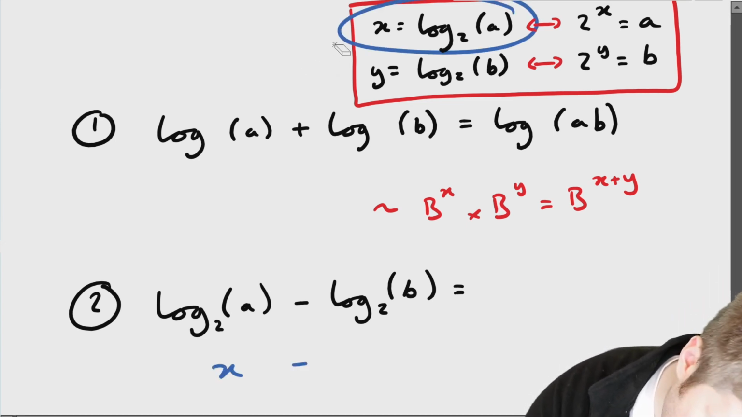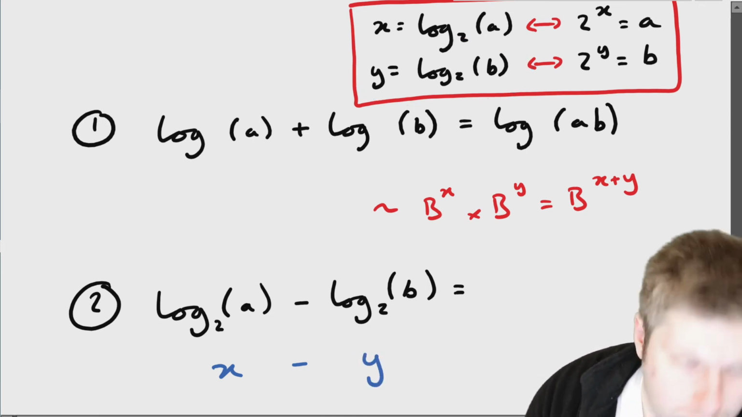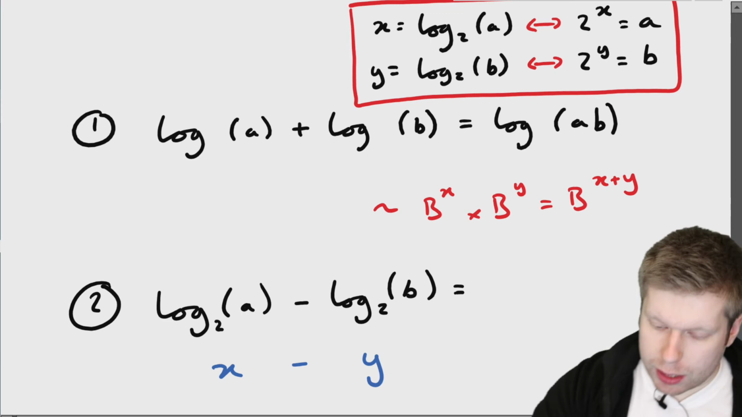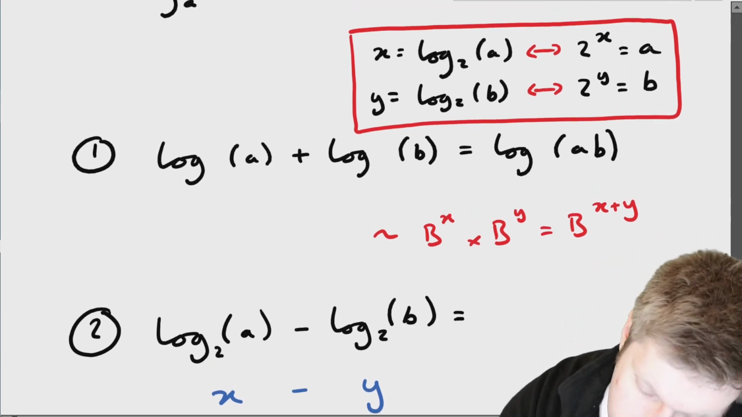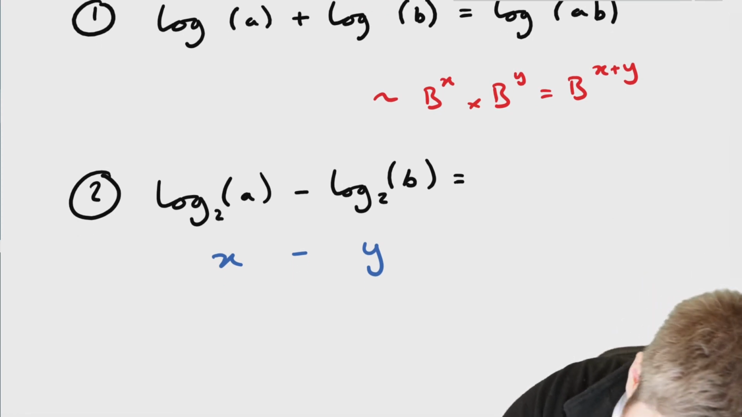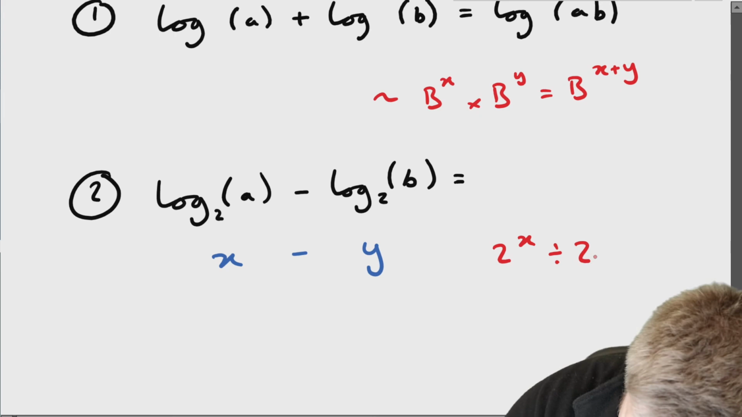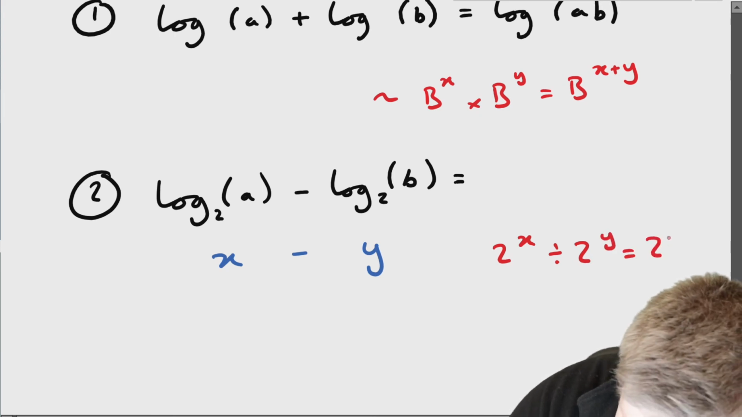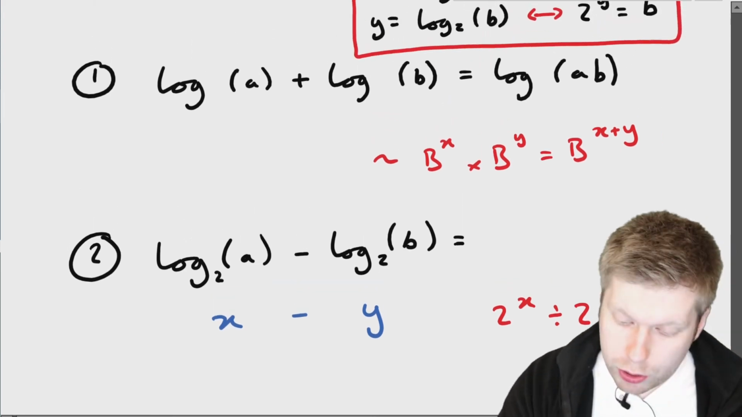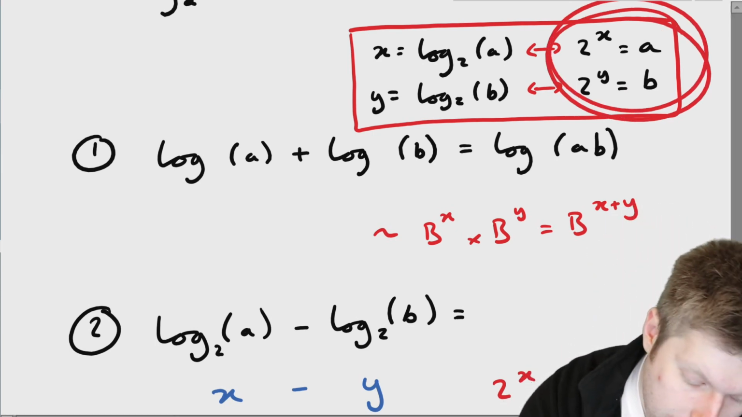And I'm subtracting log to the base 2 of b, that's going to be y, so I'm subtracting y there. So let's just think, if I look at two things which I know are subtracted, using the laws of indices, if I have 2 to the power of x divided by 2 to the power of y, that should be equal to 2 to the power of x minus y. Are you happy that 2 to the power of x is just a and 2 to the power of y is just b? I'll let that equal that up there.